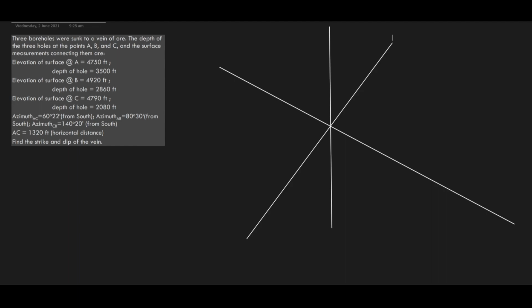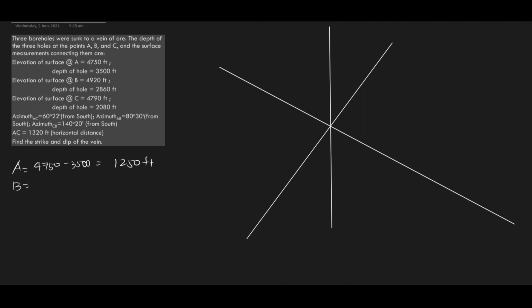So the first thing that we can do is subtract the depth of the hole from the elevation of the surface at the points, so that we will get the elevation of the intersection between the plane of the vein and the borehole at A, B, and C. So let's just subtract those. Let's denote it as A here: 4,750 minus 3,500. So that would be 1,250 feet.